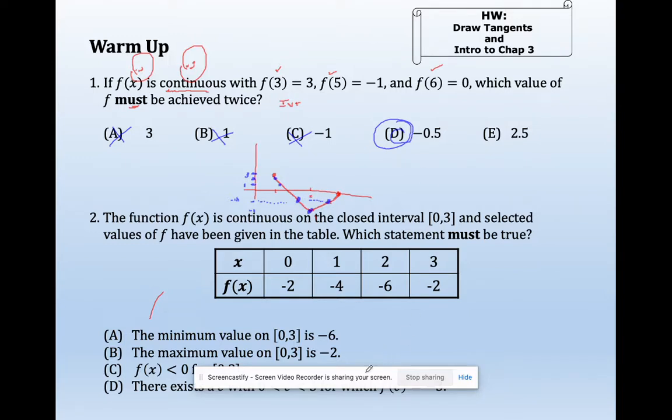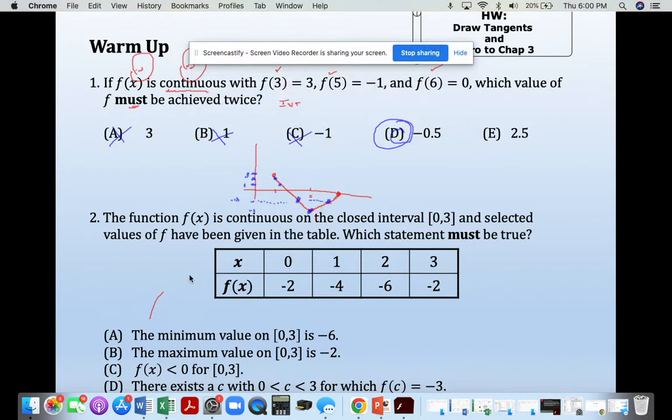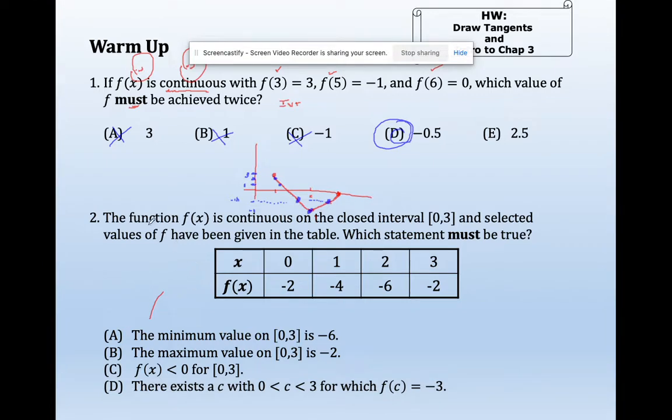All right. So that would be on the AP exam, a multiple choice question that's easy to get if you understand that they're testing you on the IVT. Here's another way. The function f is continuous on a closed interval. Think IVT. Which statement must be true? Some of them may be true, but which must be true? The minimum value on this interval from 0 to 3 is -6. I do see the lowest value in the table is -6, but remember, the range values might go down further than -6 and back up to -2. So that doesn't have to be true.